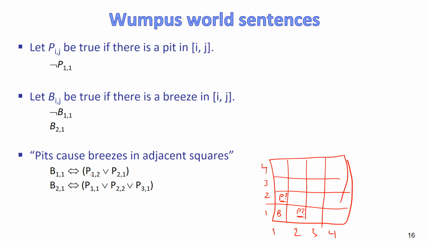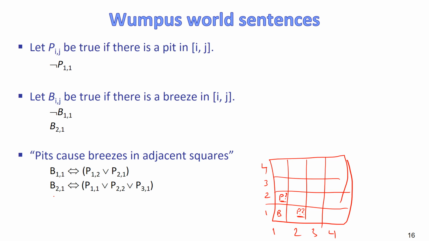Okay, with this notation, the row comes first here. Okay, and the other way also, if we know that there is a pit here or there, then we have to sense a breeze here. Okay, so it's a biconditional statement. Breeze 11 if and only if P12 or P21.